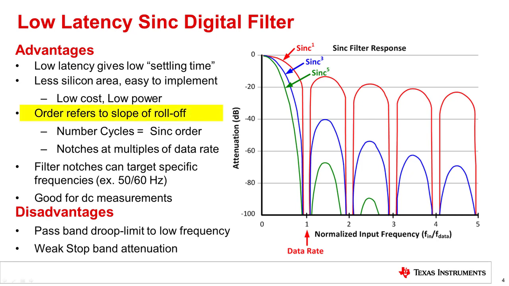Filter order refers to how steep the roll-off of the curve is for the filter. You can see this by examining the Sinc 1, Sinc 3, and Sinc 5 filters in this example. The fifth order filter rolls off faster than the first order filter. For this kind of filter, the order will also refer to the latency. So a Sinc 1 has 1 conversion cycle of latency, and the Sinc 3 has 3 conversion cycles of latency. Also, notice that the sinc filter has notches that occur at multiples of the data rate.